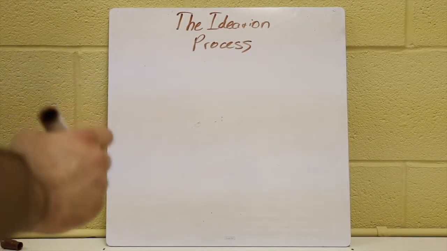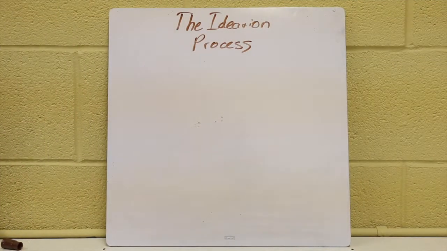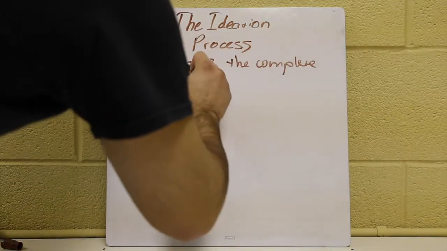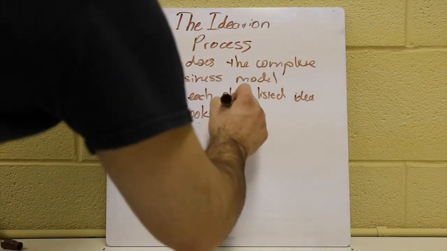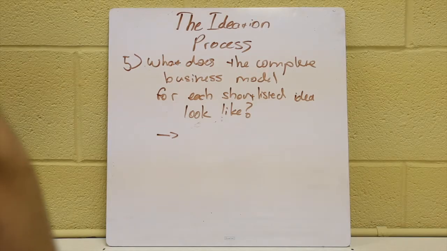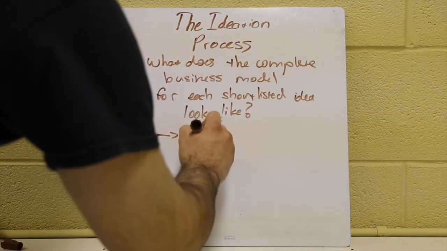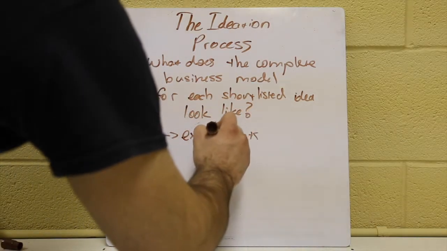The fifth and final question of the ideation process asks, what does the complete business model for each shortlisted idea look like? In other words, the prototyping phase. A great way to remember this portion of the ideation process is just to think of experiments.